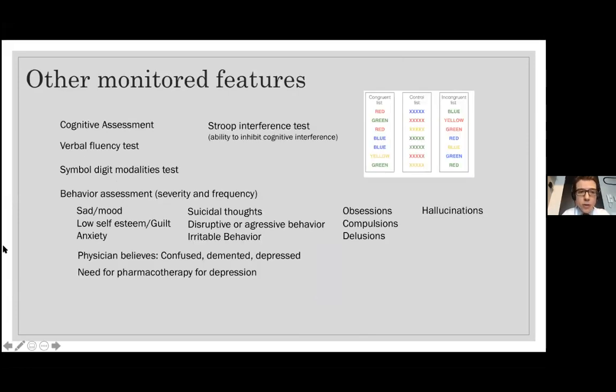Okay, and you can monitor other things to get a fuller picture in terms of cognition, in terms of behavior, for instance, moods, anxiety, suicidal thoughts, which can be very, very prevalent when the symptoms start, irritability, OCD, and hallucinations, even though they are not so frequent. So one interesting test is the Stroop interference test, which tests the ability to inhibit cognitive interference. And after the motor onset, this is something that really changes, and that allows us to monitor the progression. So you can see how it's more difficult when you have blue and you have to say the color is green. So there's an interference.